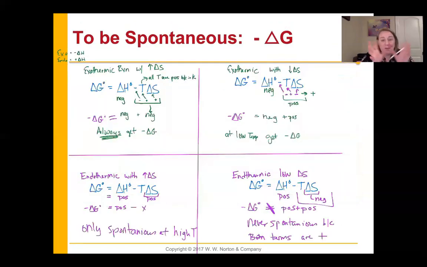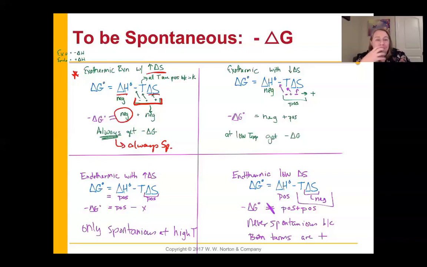This is not what your book does, but this is the way I think about it. We already did this one, where we have an exothermic reaction with a high delta S. We said that our delta H was negative and our delta S is going to be positive. And so we end up with a negative value for delta H and a negative value for this T delta S, and so you're always going to get a negative delta G. So this is always spontaneous.